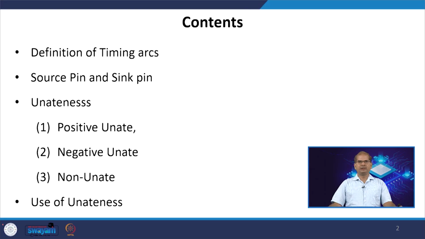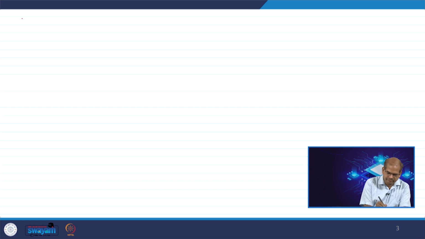The content of this lecture includes the definition of timing arcs, then we will discuss what a source pin and a sink pin are in a timing arc. Then there are different types of unateness, like positive unate, negative unate and non-unate types of gates, and what the use of unateness is in digital circuits and how it is used for timing analysis. First of all, we will discuss the timing arc.